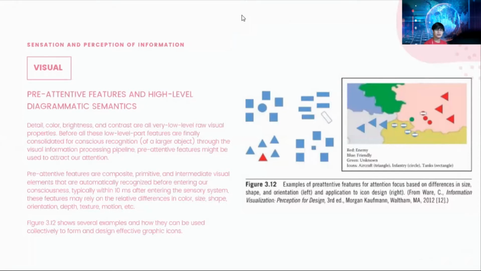As you can see here in chapter 12, this is just an example: examples of pre-attentive features for attention focus based on differences in size, shape, and orientation, and the application to icon design on the right. So again, you're familiar with the different icons, and you can use them when you actually create your own system.